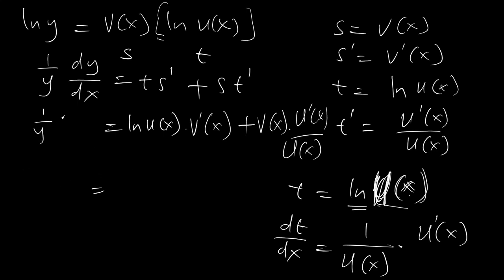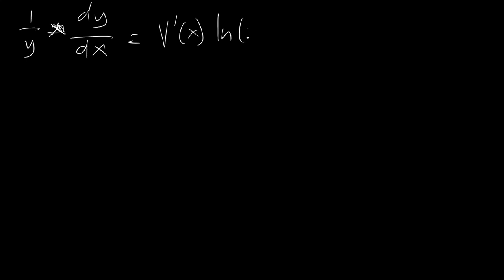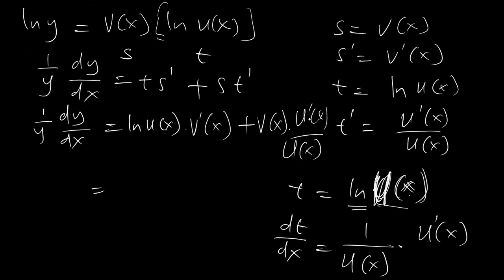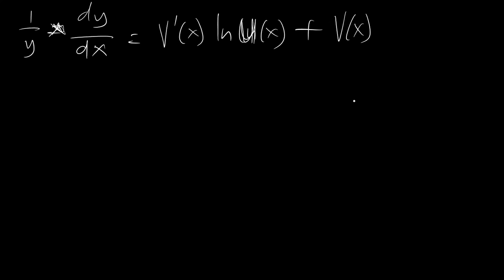Now you have 1 over y dy over dx. So now let me write it in another place. 1 over y dy/dx is equal to v prime of x times ln u of x plus v of x times u prime of x all over u of x.